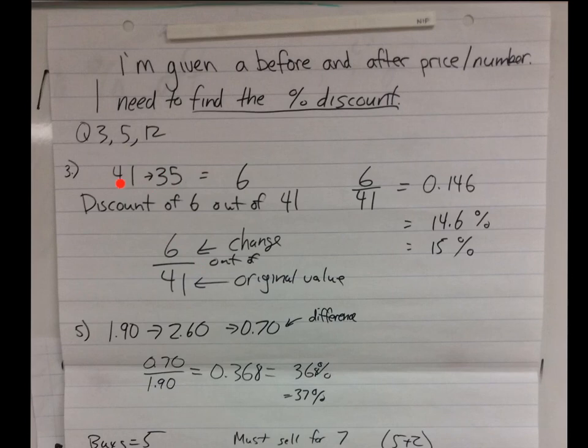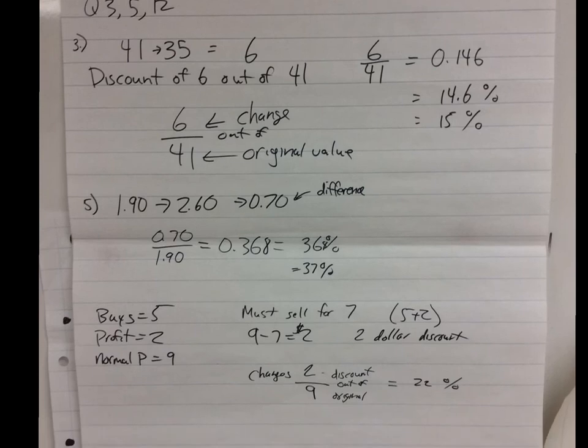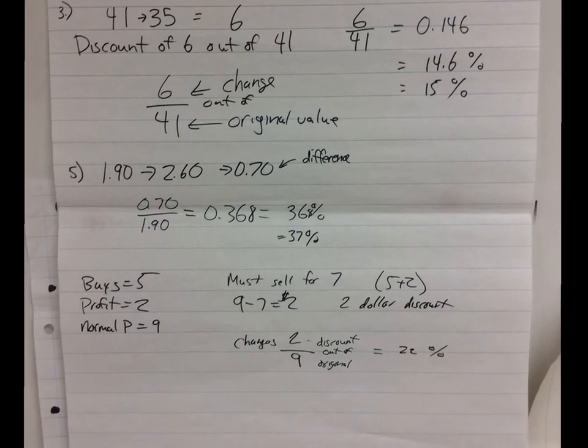So once you find the change, you change by 6, you drop by 6, do 6 out of 41, then you find the decimal, you do that, 6 divided by 41, right in your calculator, it'll give you this, then you convert this to percent by multiplying by 100. So you can see in the second example, 190 to 260, it went up by 70 cents. 70 cents out of the original 190 equals that, equals that, equals that. So keep that in mind, and good luck.